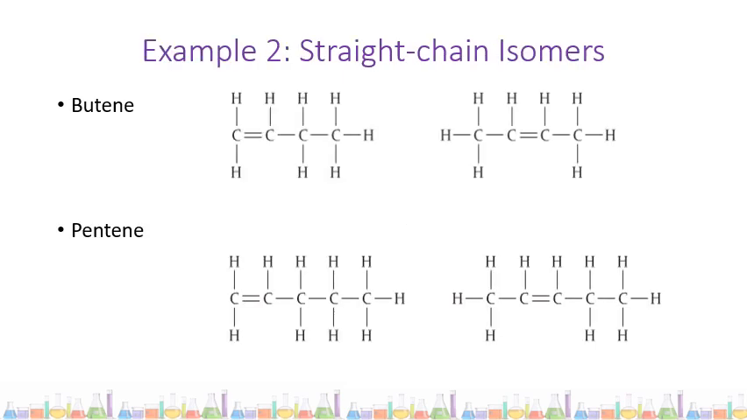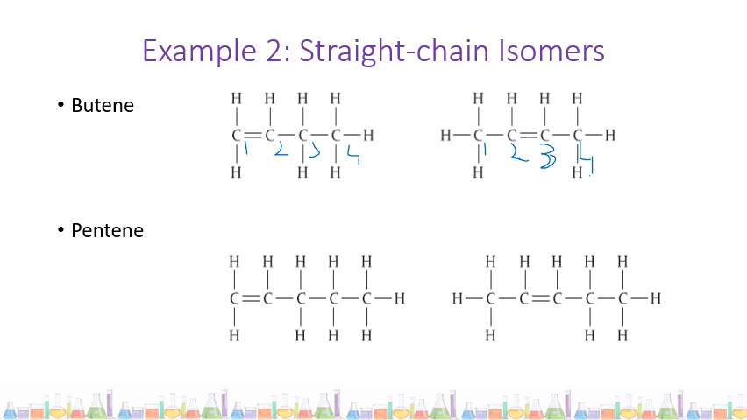Next, I've got butene and pentene, and I want you to pause for a second and see if you can name these isomers. So what we're going to do is number our carbon chains from the side closest to the double bond. So in the first one, that's going to be numbering from the left. In the second one, we could number from the left or the right, it wouldn't matter.